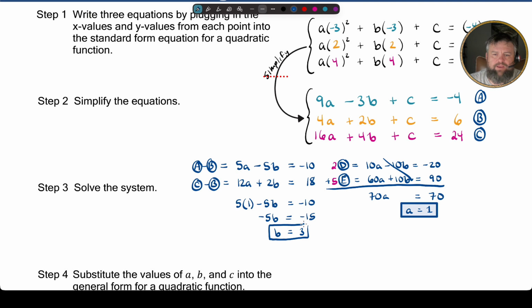So now that we have A and B, we're going to turn around and plug A and B into, let's go for equation B so that we can solve for C. So we're going to go 4 times 1 plus 2 times 3 plus C. Okay, so there's the variable we're looking for, equal to 6. Well, that's 4, and 2 times 3 is 6, so this is going to give us 10 plus C is 6. And then by subtracting, we're going to get C is equal to negative 4.